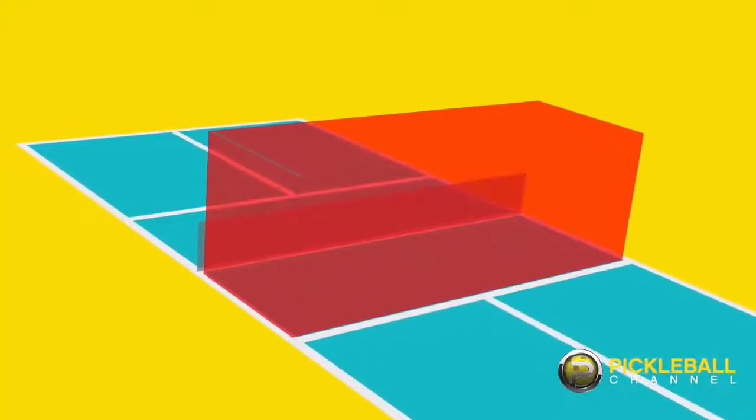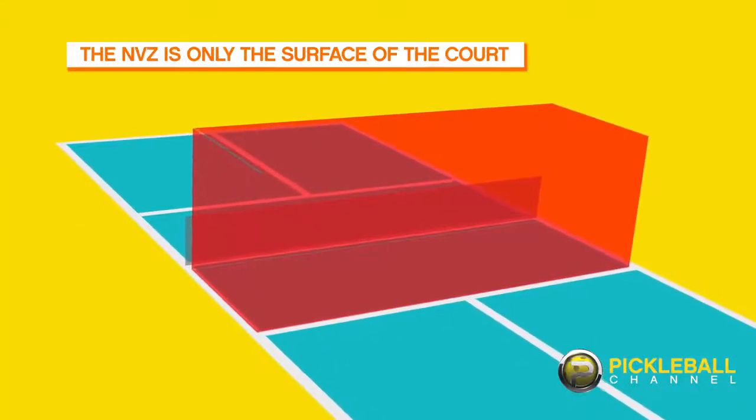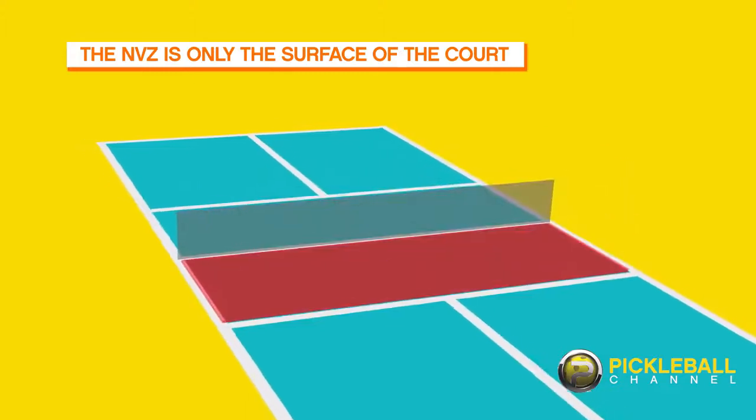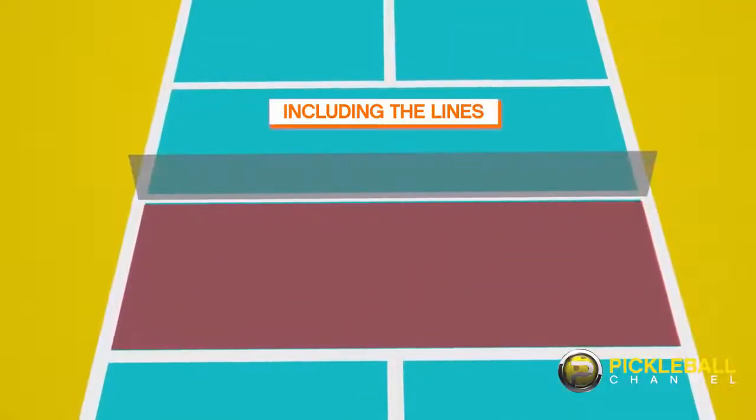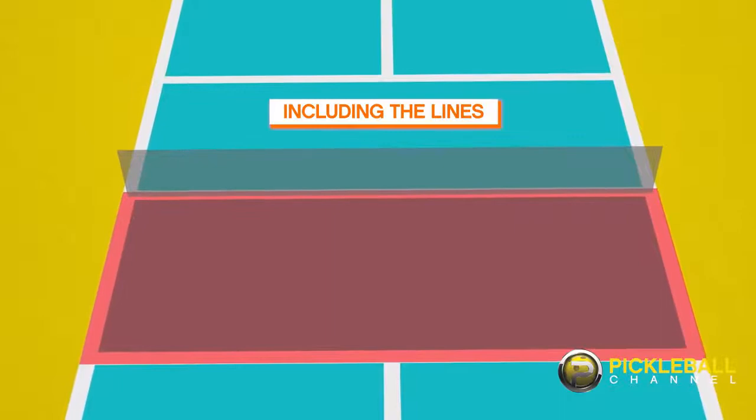Many people think the non-volley zone includes the 3D space or the air above the court, but it's literally just the flat surface of the court itself, which includes the lines all the way to their very edges.